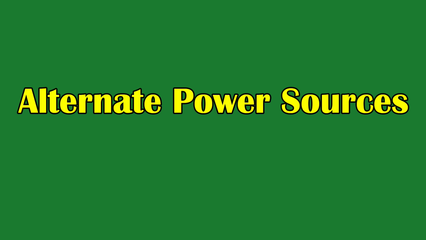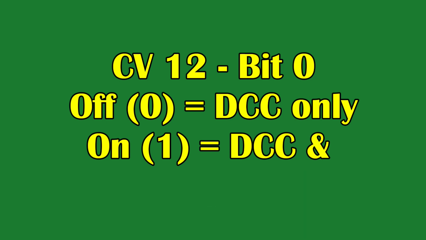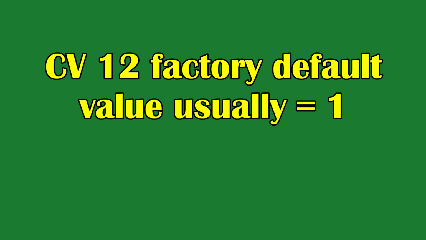Once we've done all that, we need to then look at CV12. CV12 tells us what alternate power sources are available once CV29 has been adjusted. In most decoders this is really simple and it's controlled by bit 0. So if you enter a value of 0 into CV12, the decoder will only work on DCC. If you enter a value of 1, it will work on both DCC and analog. In most decoders, what I've noticed is that CV12 seems to be set to a value of 1, allowing you the option of then adjusting your power source via CV29.